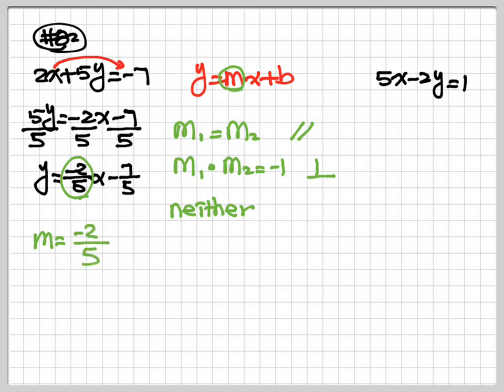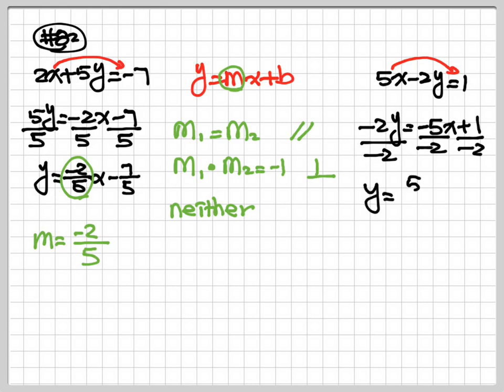Now let's look at the second line. Do the same thing, move the x to the other side. So here I have -2y is equal to -5x plus 1. Divide everything by -2. So my y is equal to 5 over 2x minus 1/2. Then again, we only need the slope. So my slope is equal to 5 over 2.